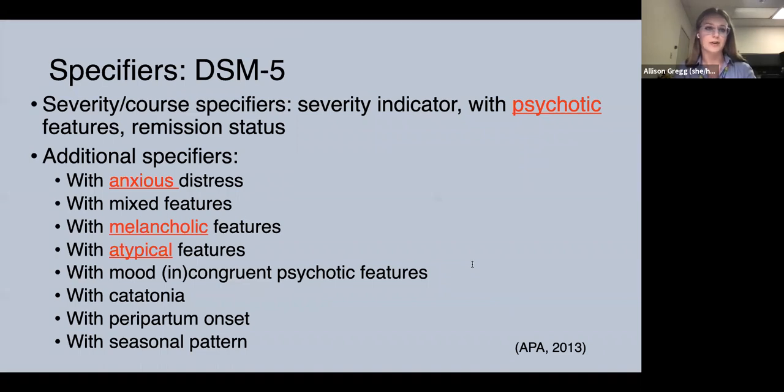So here we can see all the current specifiers available to us within the DSM-5. I've highlighted the ones that we'll be focusing on, and then, of course, treatment-resistant depression as well. We'll be speaking a little bit more about that. It's interesting, though, to think about this conceptually.